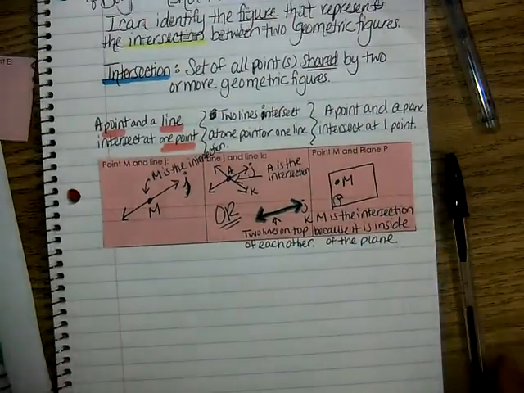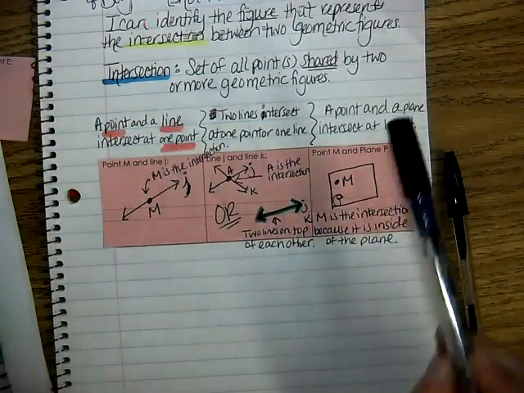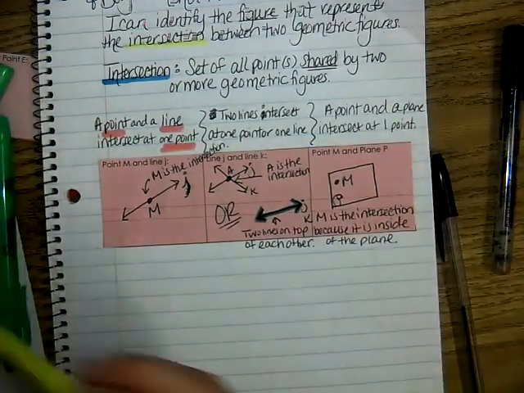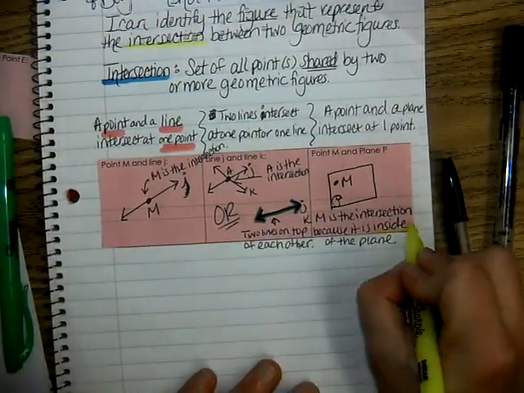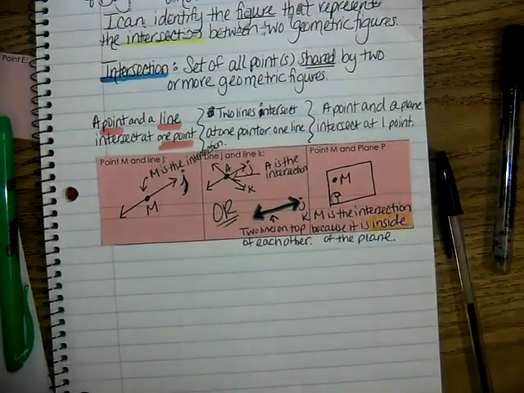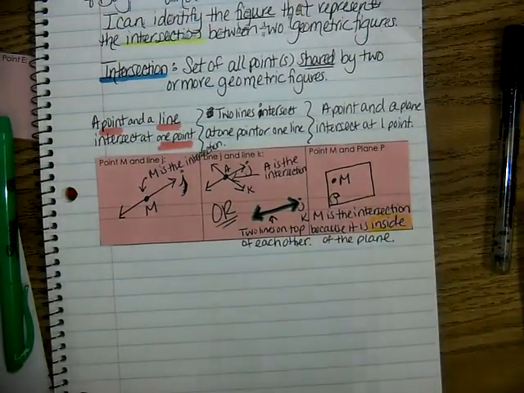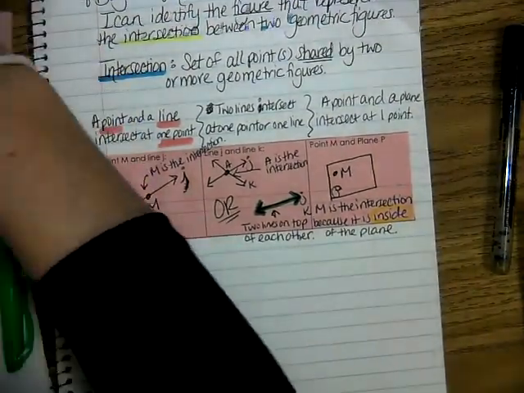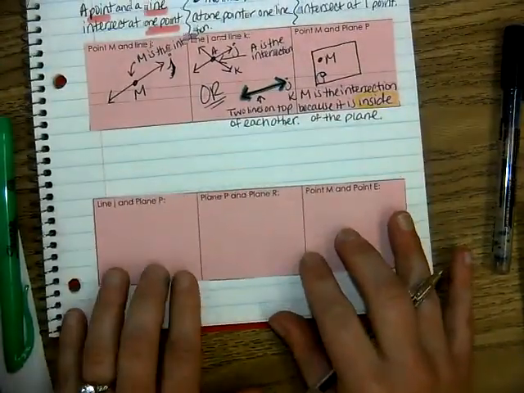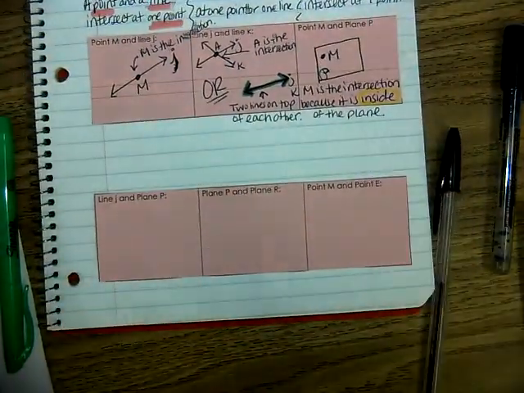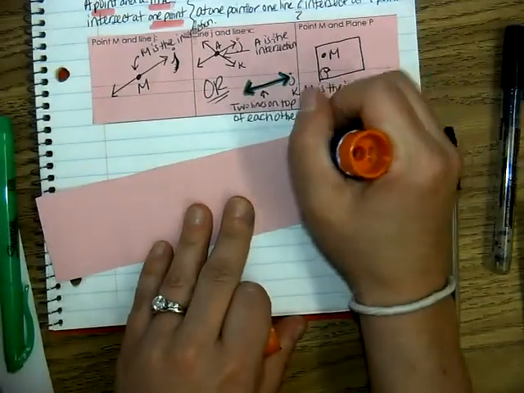All right, cool. The key word here is the word inside. So that is something I want to emphasize, that we are talking about inside. That's where the intersection would be. All right, let's go ahead and get out our next cutout. Leave a little bit of space. And we are going to glue this inside.